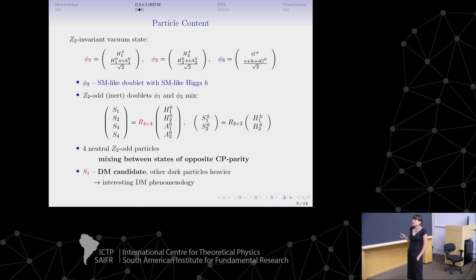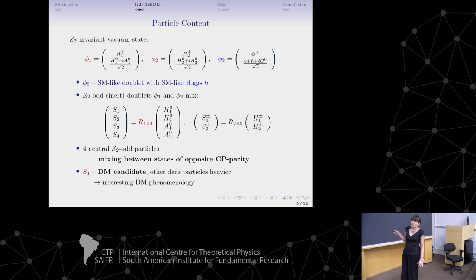Those two doublets mix, and because we have those complex parameters, because we have CP violation, the physical states S1, 2, 3, and 4 are actually a mixture of all of those possible states here, so they do not have a defined CP parity. I would like to say that we have a mixture between scalar and pseudoscalar, but I remind you that because those particles don't couple to fermions, we don't really have a way to determine the definite CP parity. All we know is that the states here, H and A, have opposite parities, but which one is which, we don't know, but that's not relevant. We know that those have mixed CP parity.